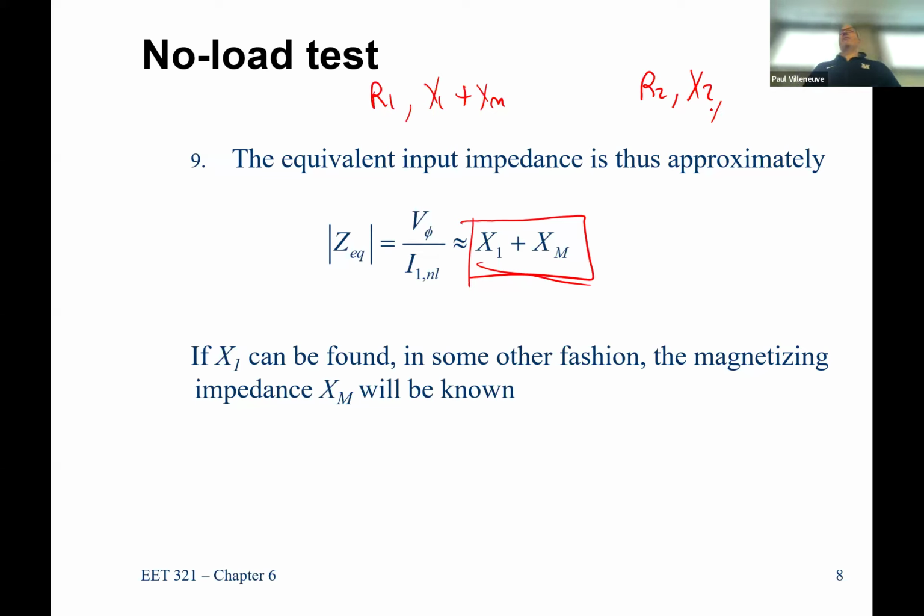Not really. Like I said, the core loss is really difficult to find. It'd be nice to know what X1 is. Yeah, we don't know X1 nor XM. We know the series combination of those two, but we don't know them individually. So we've got some additional work to do. We need to figure out how to pull out those parameters.